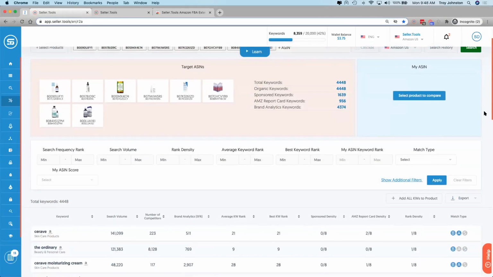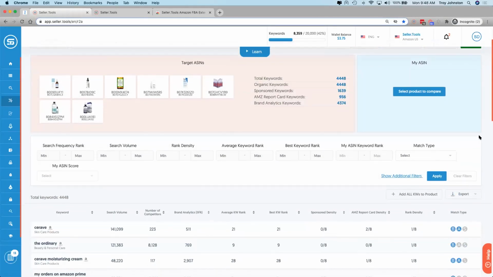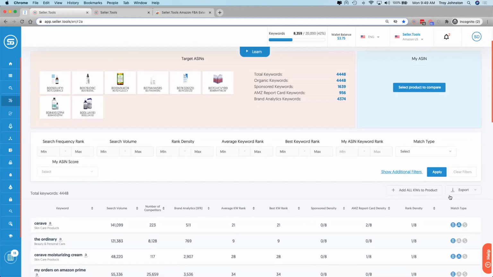So then we've got match type. Now this is another really cool shorthand where what we look at, and you can see how it's illuminated, is B-A-S. Is that keyword in brand analytics? If it is, the B gets highlighted. Is it detected? Is one of the ASINs detected in AMZ suggested or Amazon report card results? If so, that A is illuminated. And then finally, if a sponsored ad was found for any one of the target ASINs.